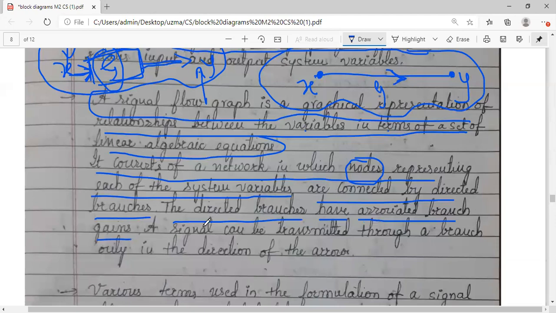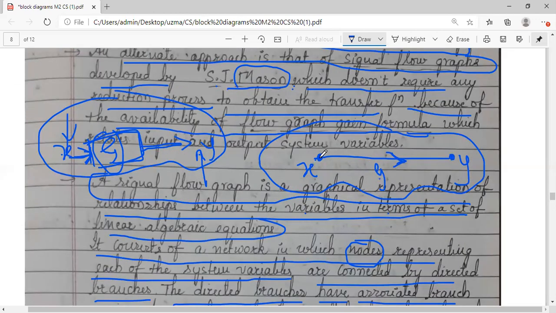A signal can be transmitted through a branch only in the direction of the arrow. That's what I said: from X towards Y, the arrow is indicated. If you see the block also, X is the input, Y is the output. So the arrowhead indicates the signal flow.